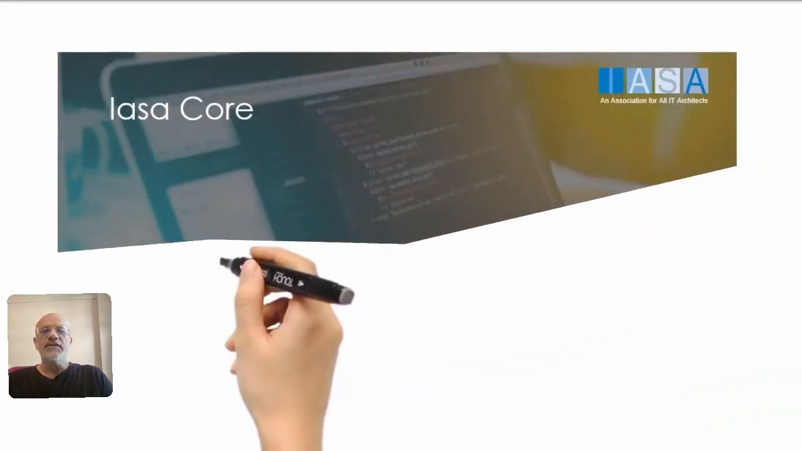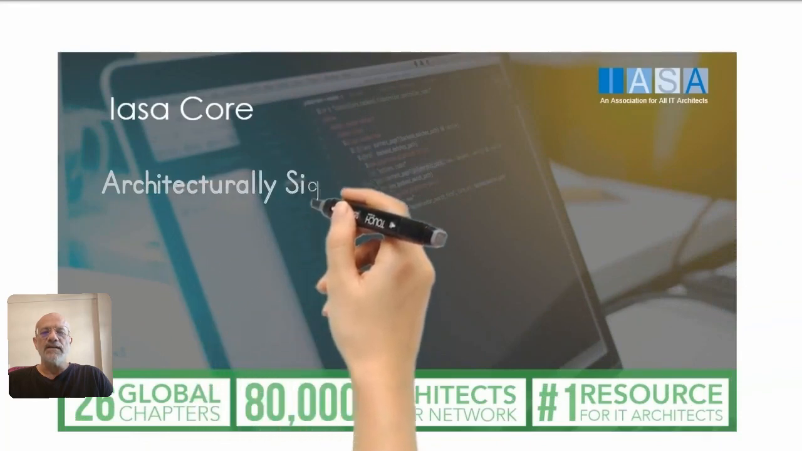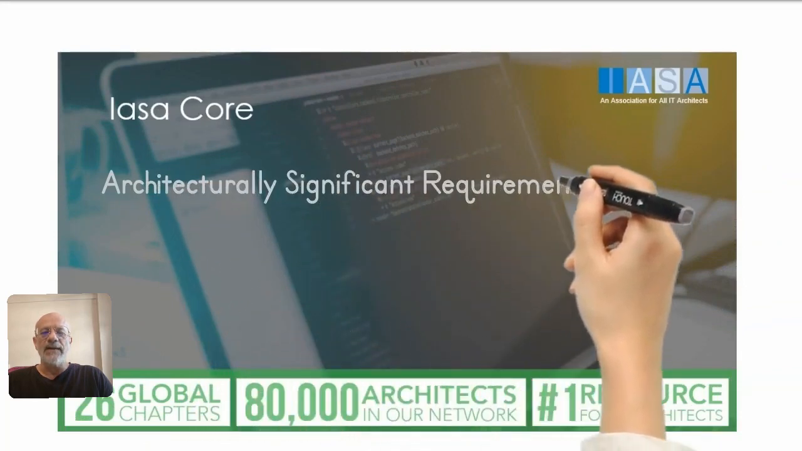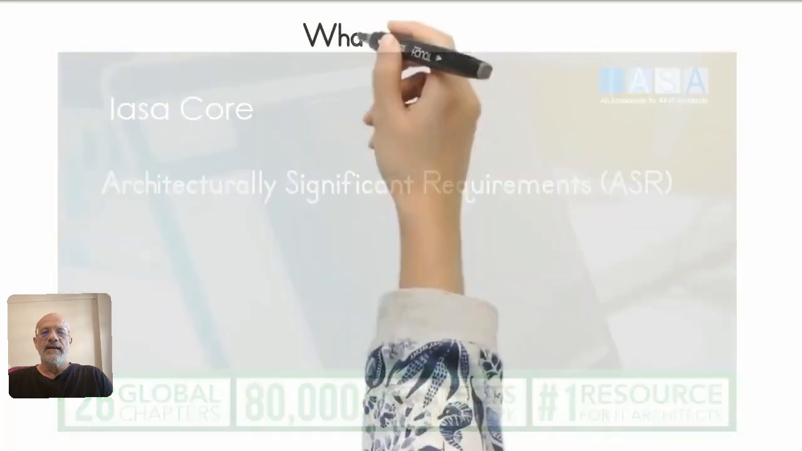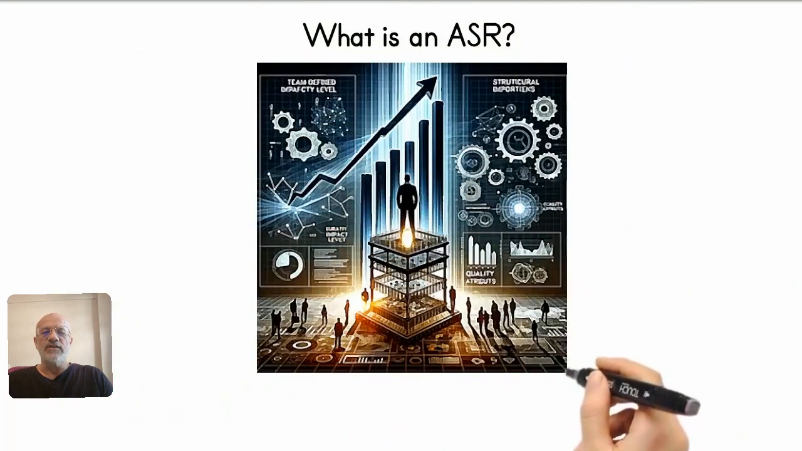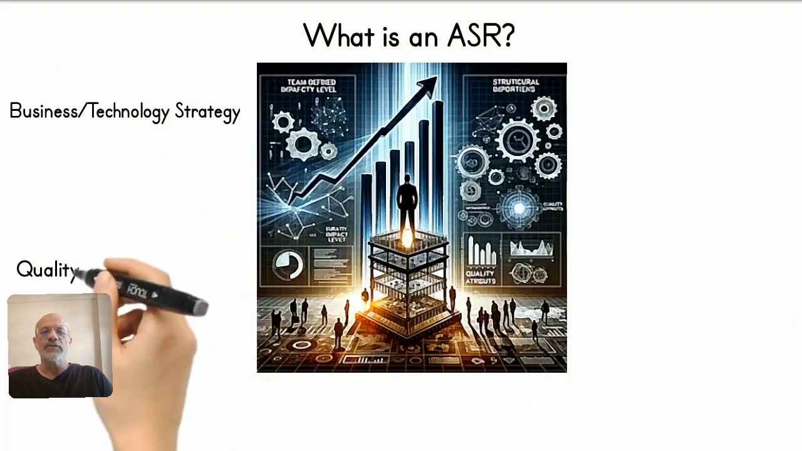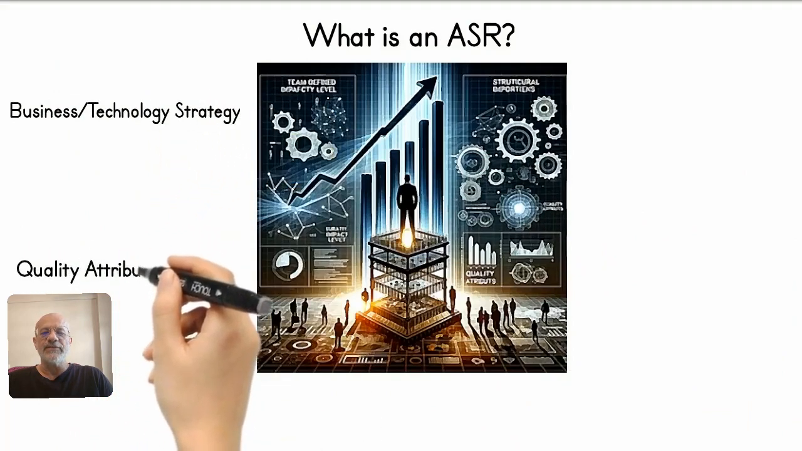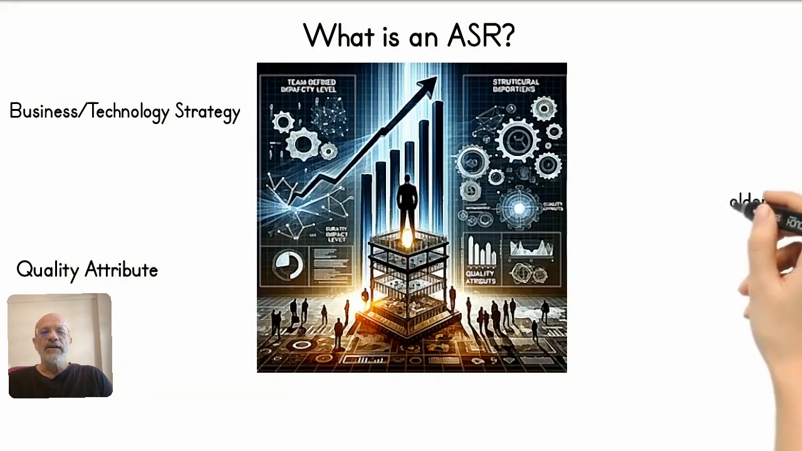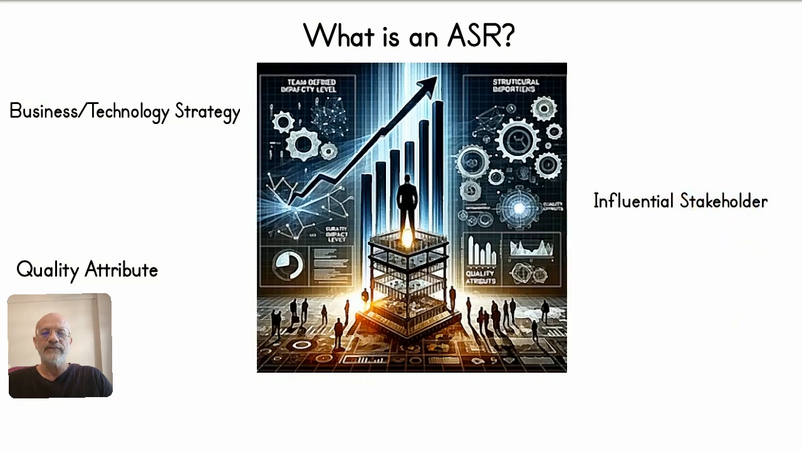Today, we are going to turn our attention to exploring how to articulate architecturally significant requirements. An ASR is one that impacts the business technology strategy, and/or it is structurally important to one or more quality attributes, and/or it is important enough to an influential stakeholder.